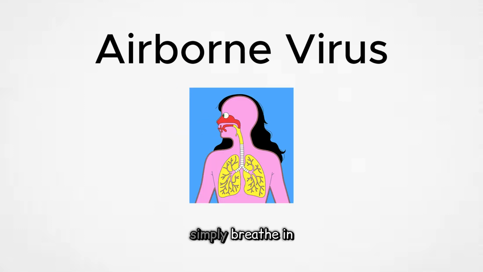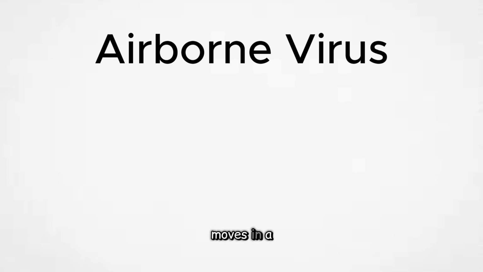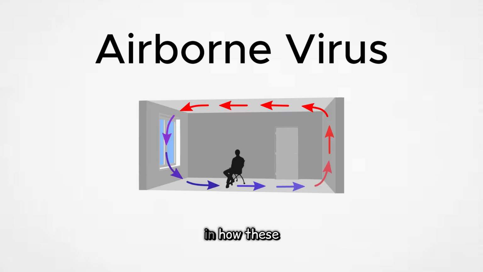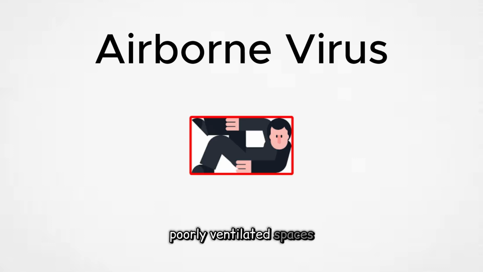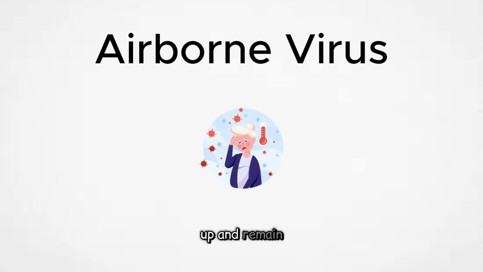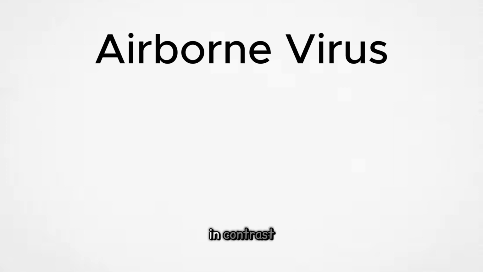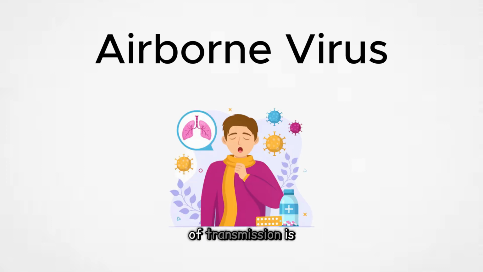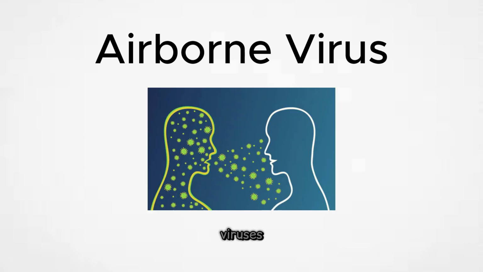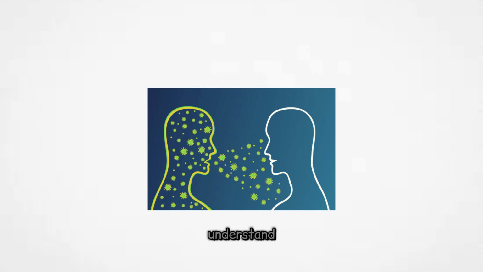A person may simply breathe in the particles without realizing it. The way air moves in a room becomes very important in how these viruses spread. In closed or poorly ventilated spaces, particles can build up and remain in the air longer, increasing the chance of infection. In contrast, open spaces or good ventilation help dilute and remove these particles, lowering the risk. This invisible nature of transmission is what makes airborne viruses particularly important to understand.